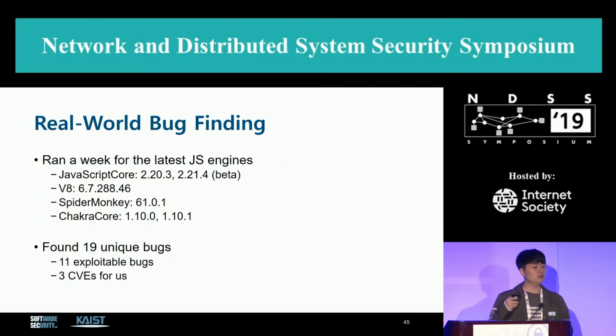And finally, we ran CodeAlchemist on the latest JavaScript engines for a week. In total, CodeAlchemist found 19 unique bugs, including 11 exploitable bugs, which were confirmed by vendors. Additionally, we got 3 CVEs. And some of you may wonder what this result means, because the number seems relatively small compared to other fuzzing papers targeting small applications and utilities.